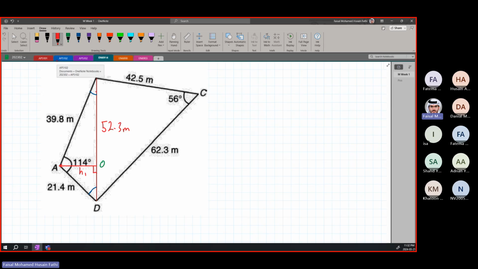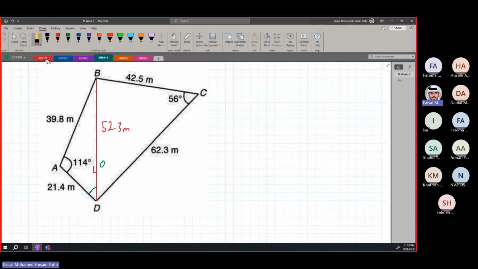Now we need to find, let's look at this angle over here. We're not going to look at the top angle, let's look at the bottom angle. I'm going to erase this height 1 for now, so we can just look at the triangle as a whole. Let's look at this triangle. So you know that we have all the sides, and we have one angle. This isn't a right triangle, this is a normal triangle. So we can use sine rule to determine this angle over here.